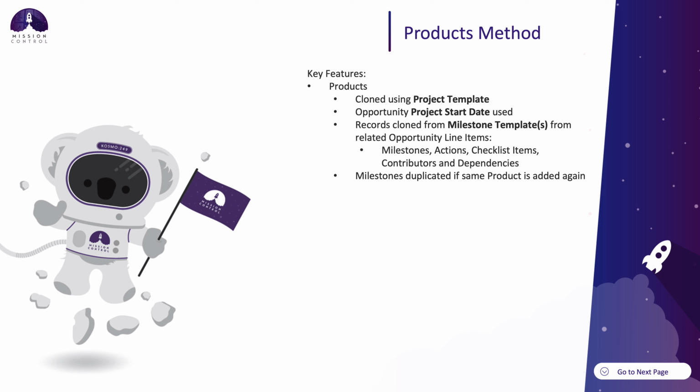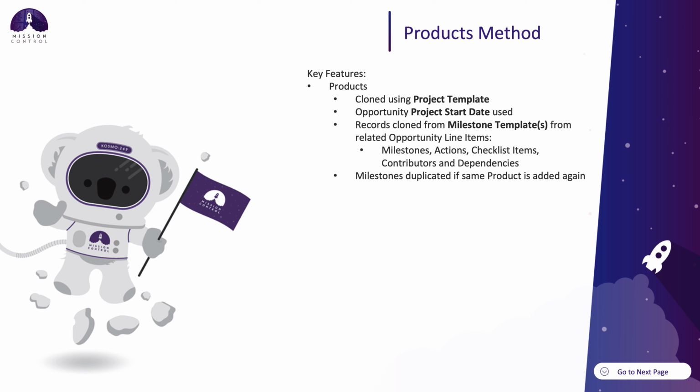The project record will be cloned based on the project template that is set on the opportunity. However, the rest of the project plan, that is the milestones, the actions, checklist items, contributors, and dependencies, will be added only if the product has a milestone template specified. If a product is associated to the opportunity multiple times, then a milestone will be added to the project the same number of times it has been referenced.